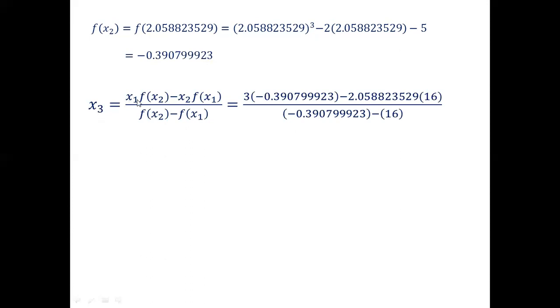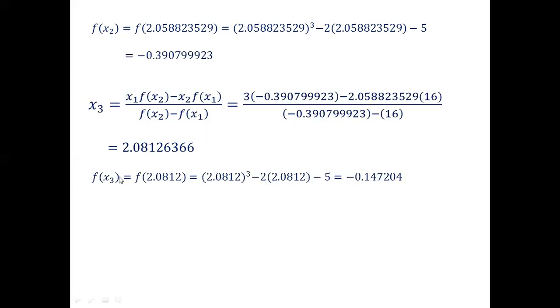Then we can find x3. x3 is equal to x1 into f of x2 minus x2 into f of x1, by f of x2 minus f of x1, equal to x1 is 3 into f of x2, which is minus 0.3907999923, minus x2, which is 2.0588, into f of x1, which is 16, divided by f of x2, which is minus 0.3907999923, minus f of x1, which is 16. The simplification gives 2.0812636.